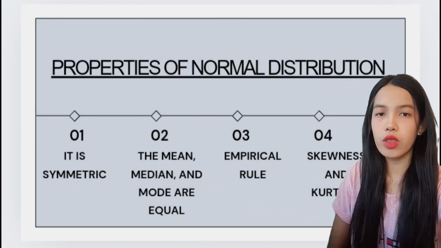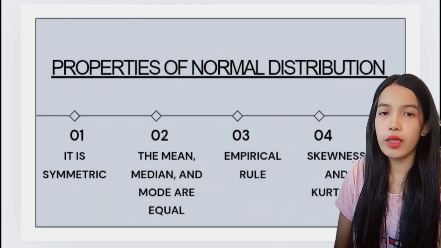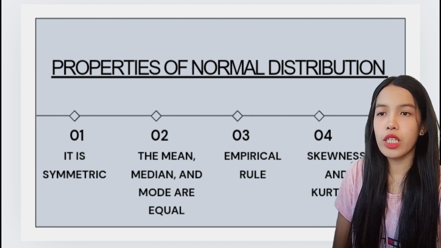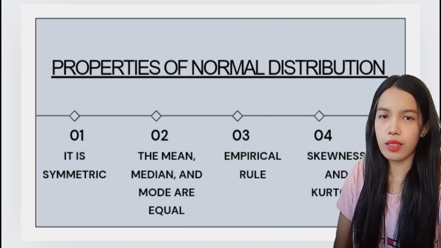Properties of normal distribution. The first one is that it is symmetric. The mean, median, and mode are equal. Empirical rule, skewness, and kurtosis.